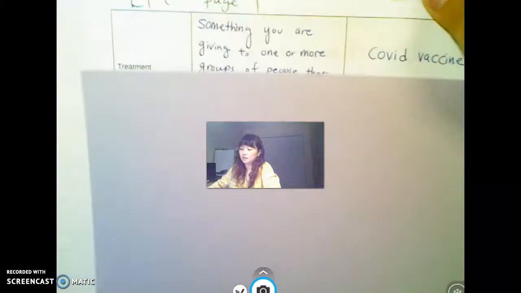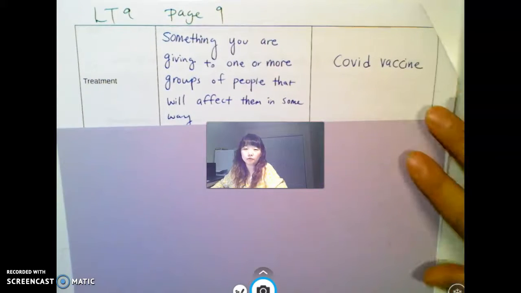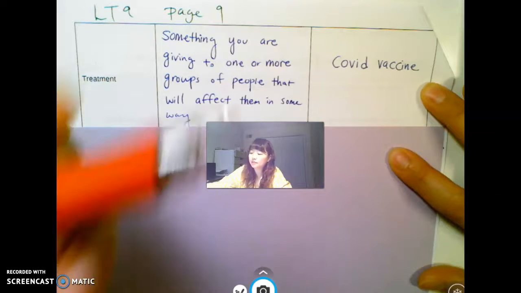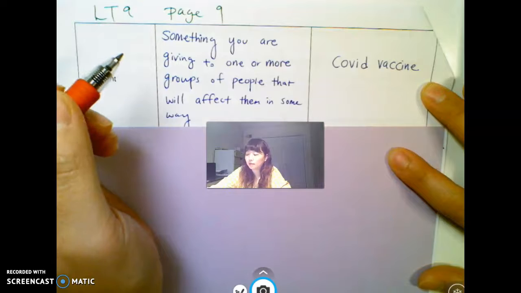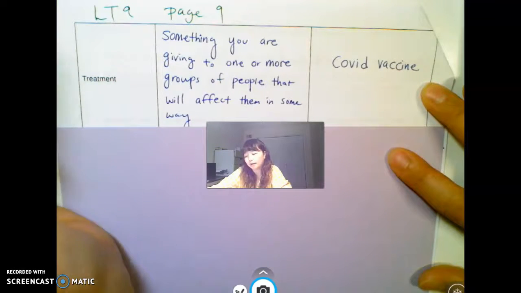We cannot talk about experiment without talking about treatment, so we're going to start with the treatment. Treatment is something that you're giving to one or more groups of people that will affect them in some way. My example is the COVID vaccine. We're giving a vaccine to a group of people and seeing what's going to happen to them. That's a treatment.